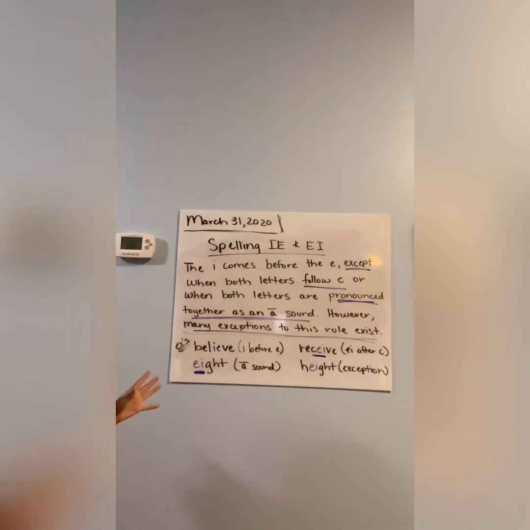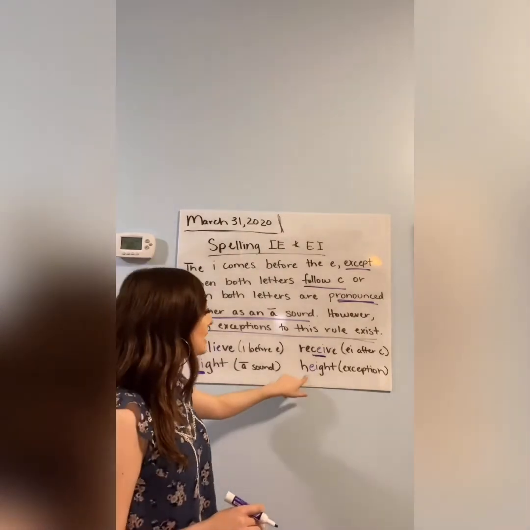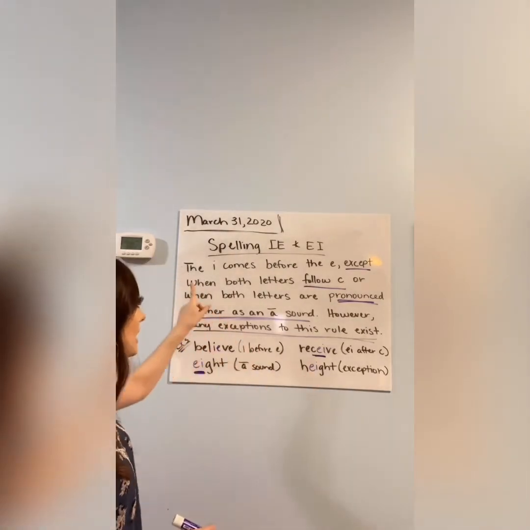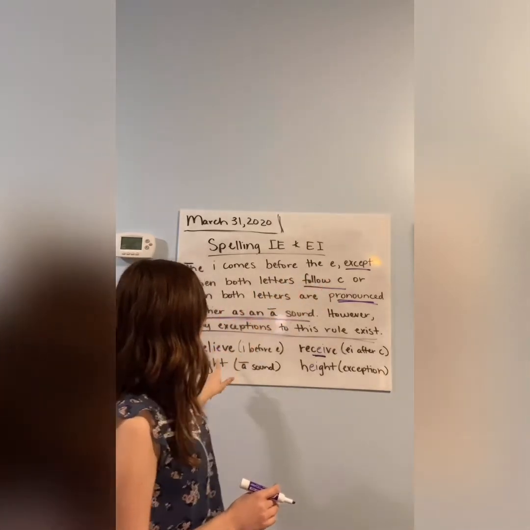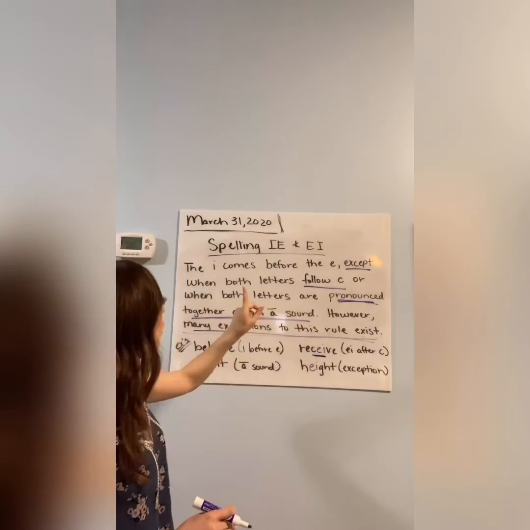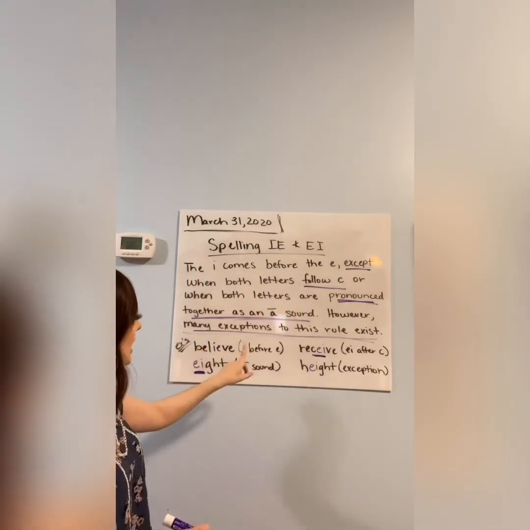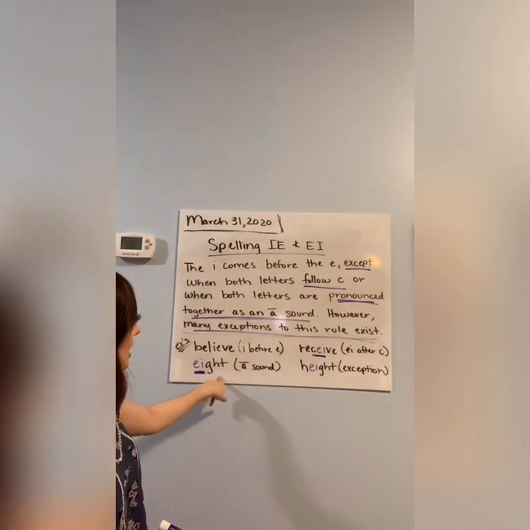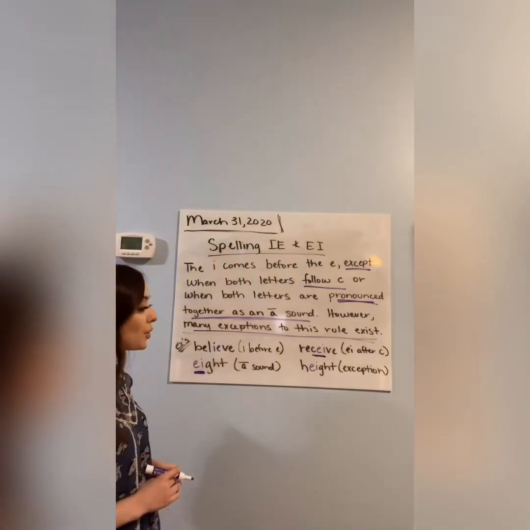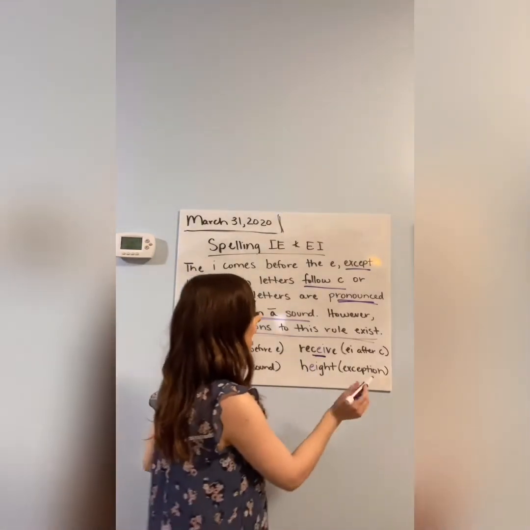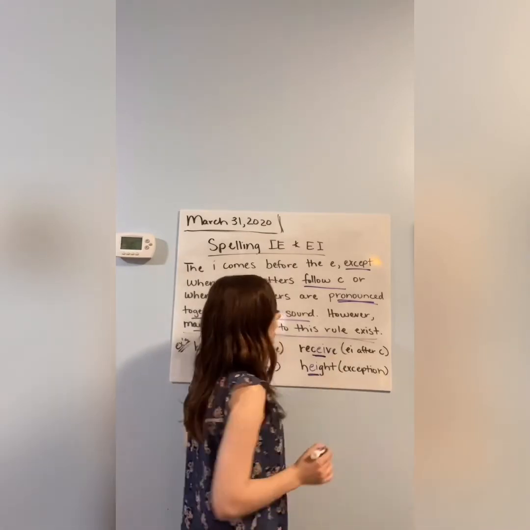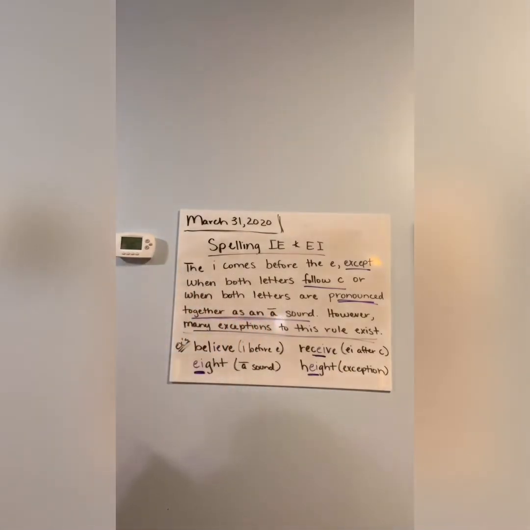Okay, now our last example is the word height. It says I comes before E except when both letters follow C, like in receive, or when both letters are pronounced together as an A sound, like we saw in the word ate, and however many exceptions to this rule exist. So height would be an exception to this rule, and that is why the E comes before the I in the word height.